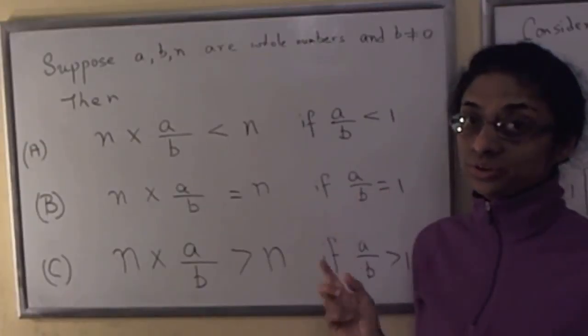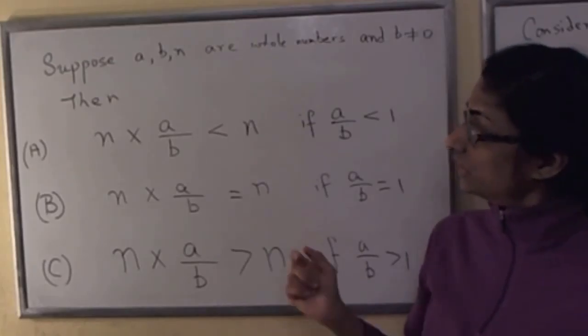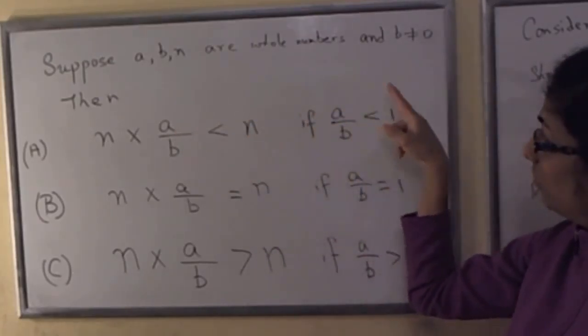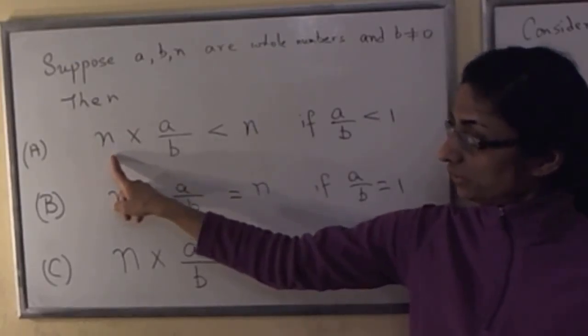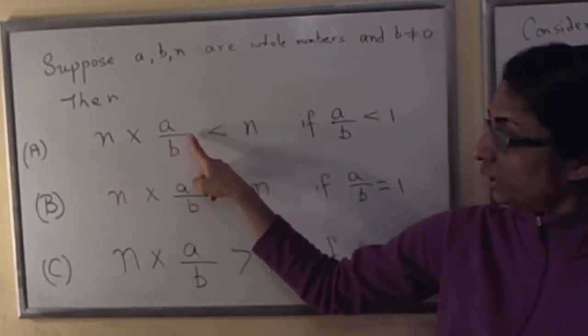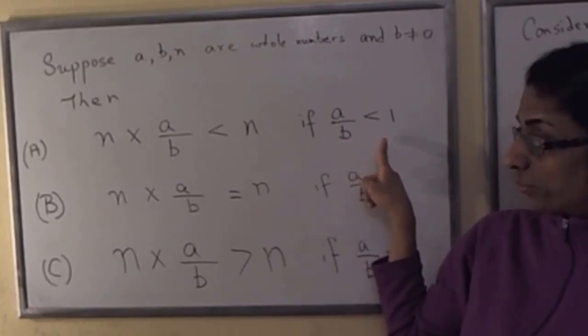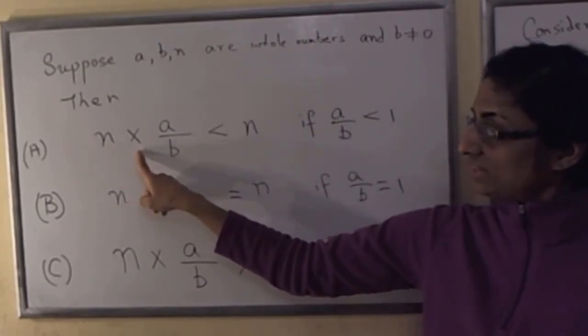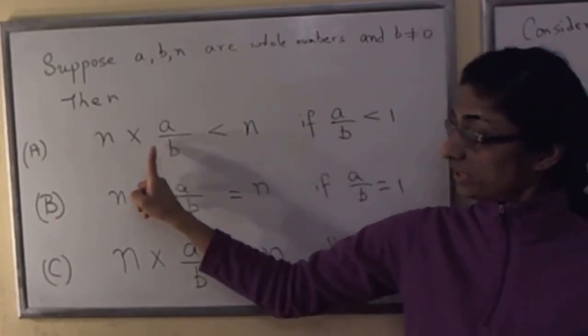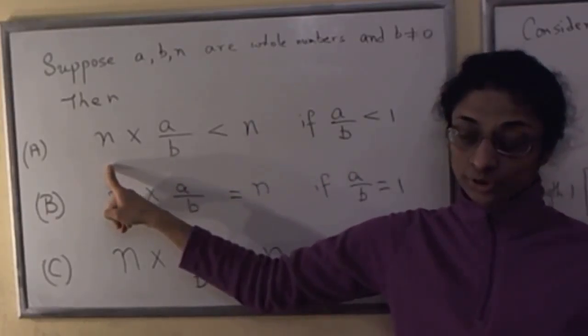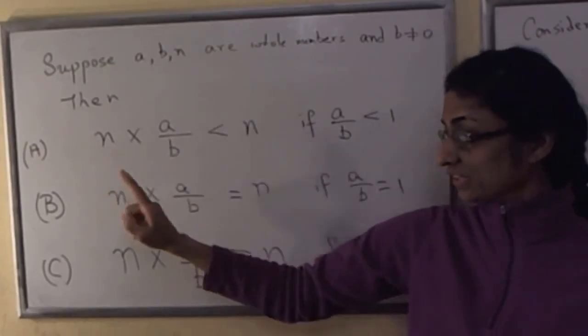So here are the general conclusions stated using letters. Suppose a, b, n are whole numbers and b is not equal to 0. Then that whole number n multiplied by a over b, where a over b is a proper fraction. If you do that, then n times a over b will be less than n. And this is the example that we discussed using specific numbers and areas of rectangles.